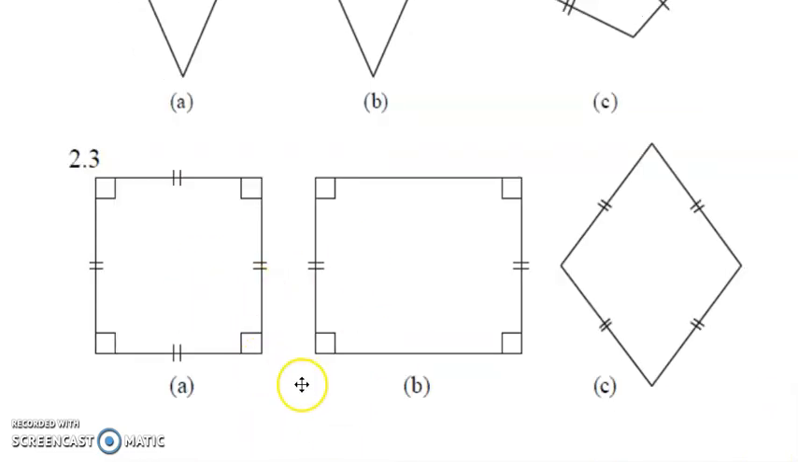Definitely cannot be congruent, because here I'm having the properties of a square. Here I potentially have a rectangle. And here probably a rhombus, because there's no 90-degree indicator. So none of these shapes are congruent to each other.